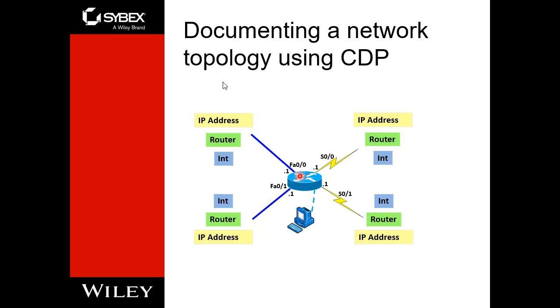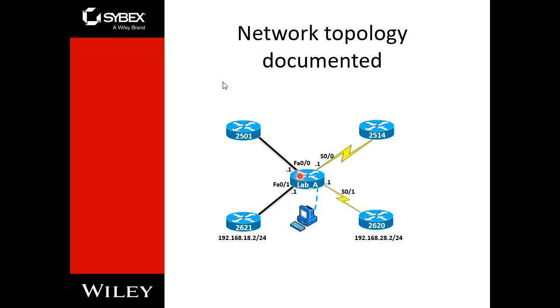One of the problems with CDP is it's a proprietary protocol. It works only on Cisco. While it's nice, if you have non-Cisco equipment, you're not going to get a complete picture of what your network looks like. So in order to get around that problem, we have another protocol.